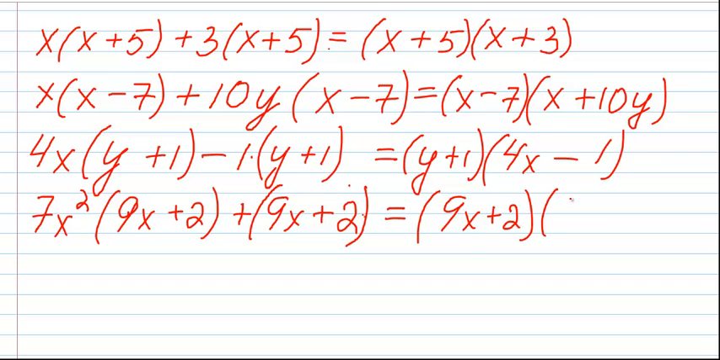And what is left of the first term is 7x squared, and what is left of the second term is just 1, similarly to the third example. And this is our final answer.